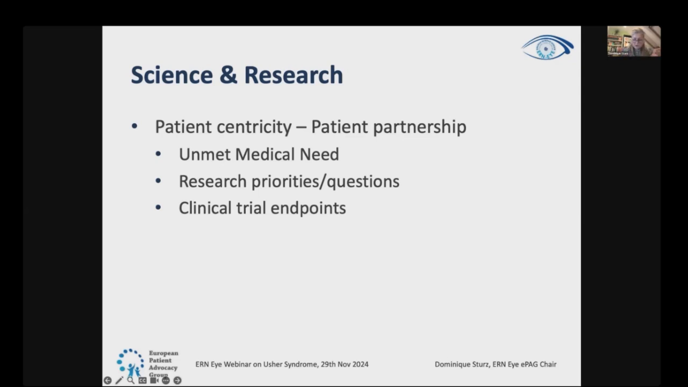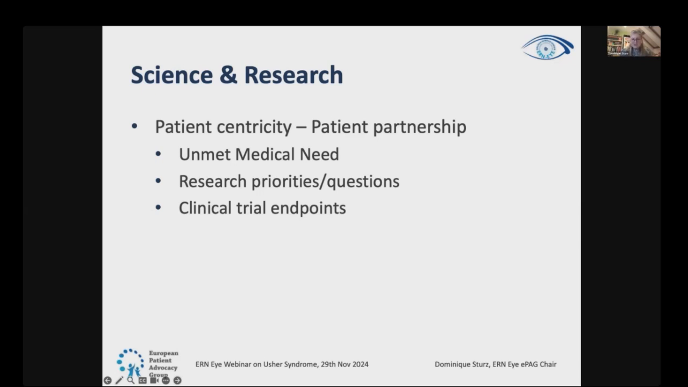So when we ask for preferences, including the patient preferences is really, really relevant. And well, I'll give you an example. When we ask Usher patients, especially the younger ones, maybe teenagers, young adults, and their families, which of the senses should be prioritized in research? What would you think they say? Is it vision? Is it hearing? Is it balance?